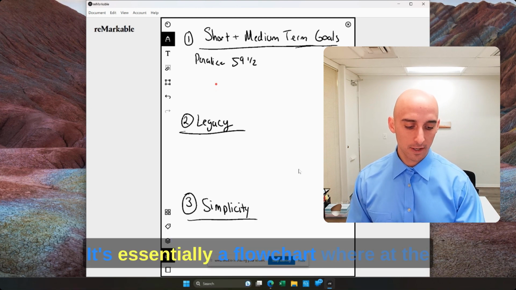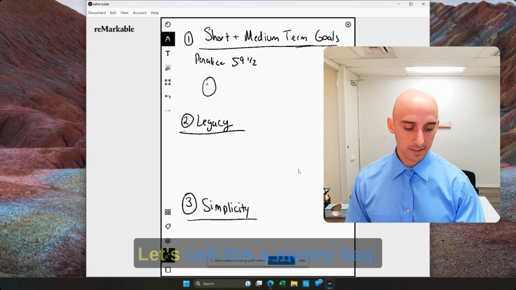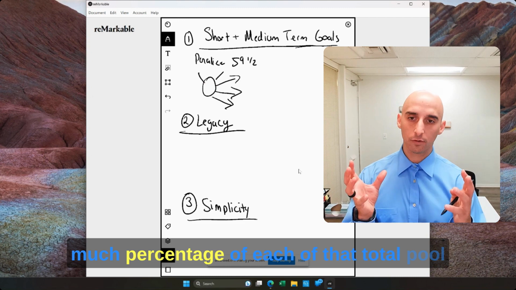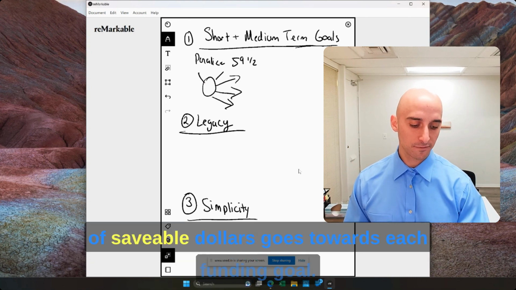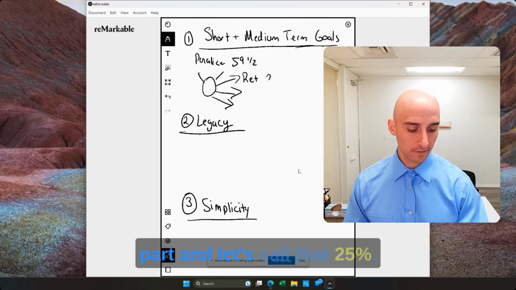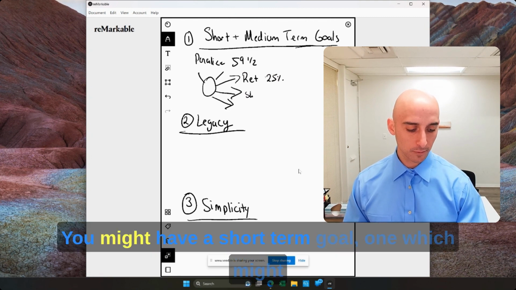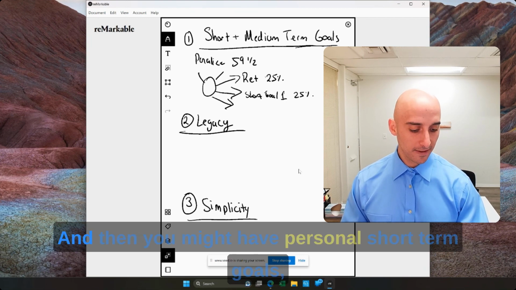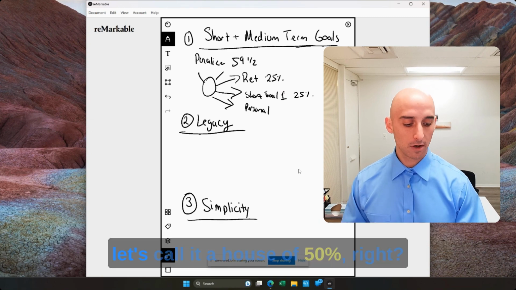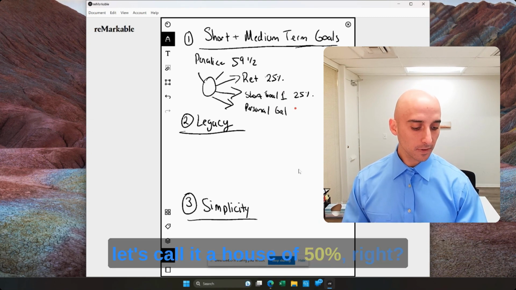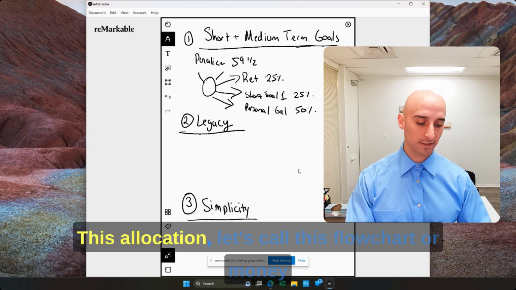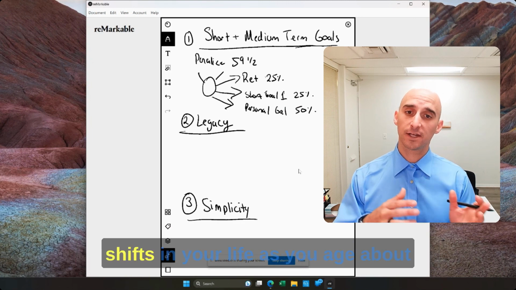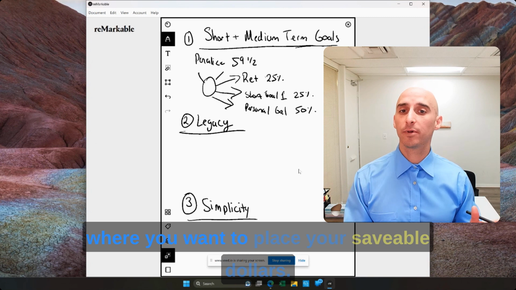It's essentially a flow chart where at the left side you have your savable dollars. Let's call this a money bag. And then you draw a chart of how much percentage of that total pool of savable dollars goes towards each funding goal. So you might have retirement at one part, and let's call that 25%. You might have a short-term goal 1, which might be something like college savings for kids at 25%. And then you might have personal short-term goals, let's call it a house, at 50%, right? And this allocation, this flow chart or money tree, will change over time to account for shifts in your life as you age, about where you want to place your savable dollars.